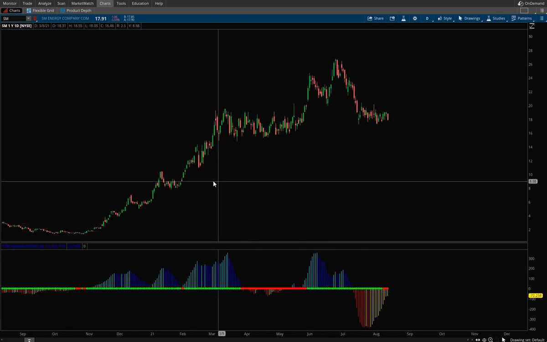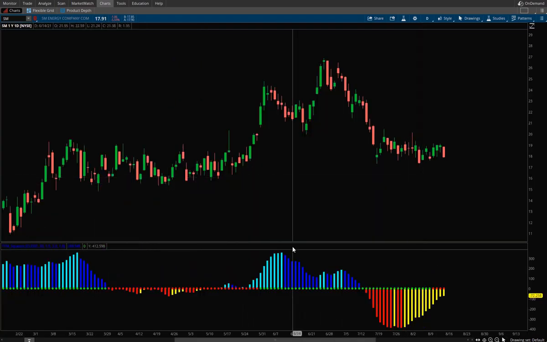So now just looking at other examples, this works for all stocks on all time frames. I personally prefer to use it on the daily time frame for swinging, because this is what works best for me and what I found.